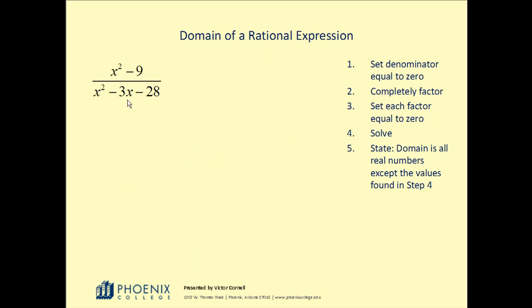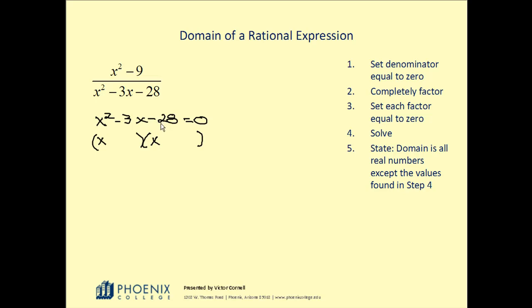This is a rational expression, and the steps are over here. The first step is to set the denominator equal to 0. So we're going to take x squared minus 3x minus 28, set that equal to 0. Second step is to factor. So I have to put an x here and an x there. x times x is x squared.